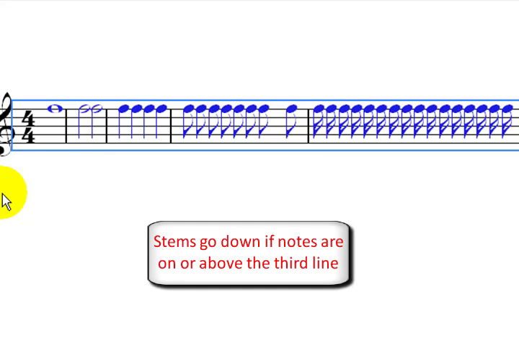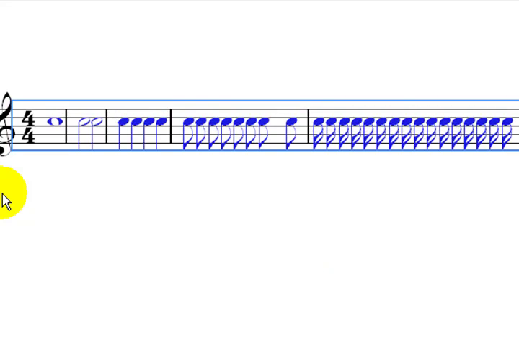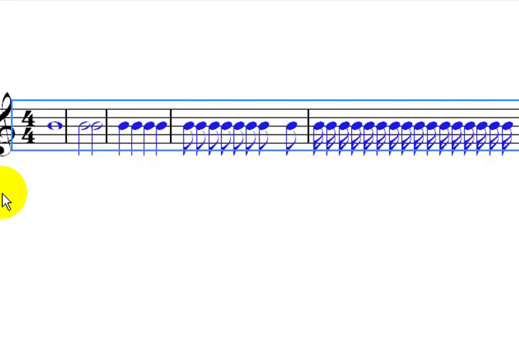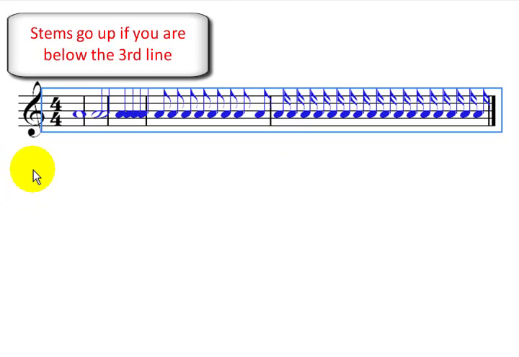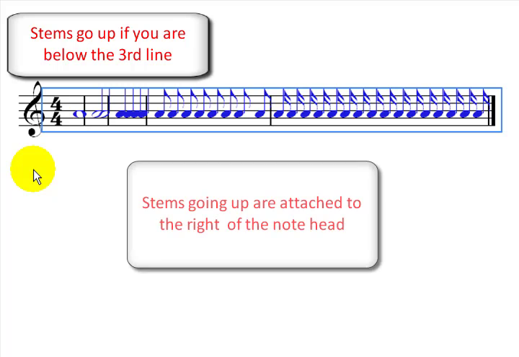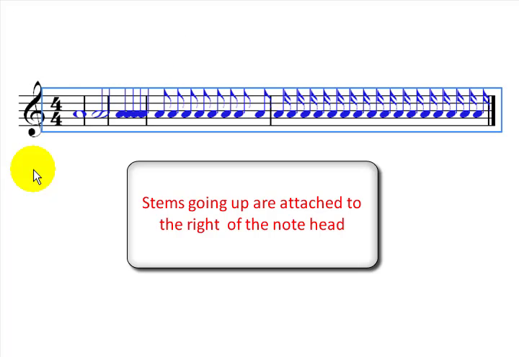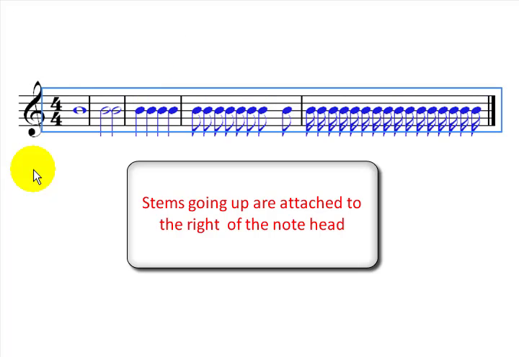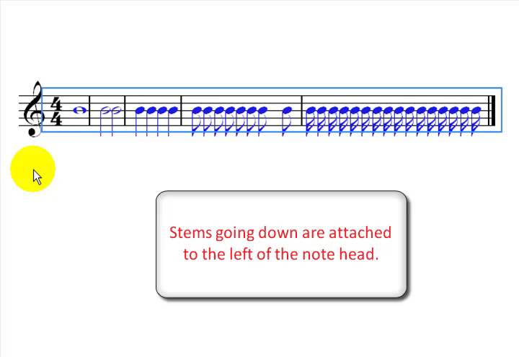The stems for half notes and quarter notes, eighth notes and sixteenth notes, go up if the notes are below the third line. Here's the third line. See, it turns around. Stems going up are always attached to the right of the note head. This is always the case. Stems going down are attached to the left side of the note head.